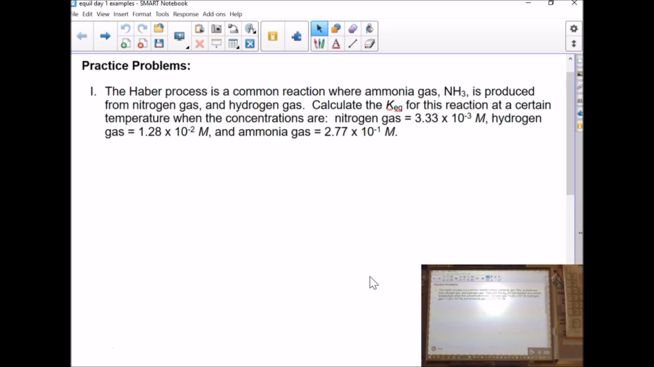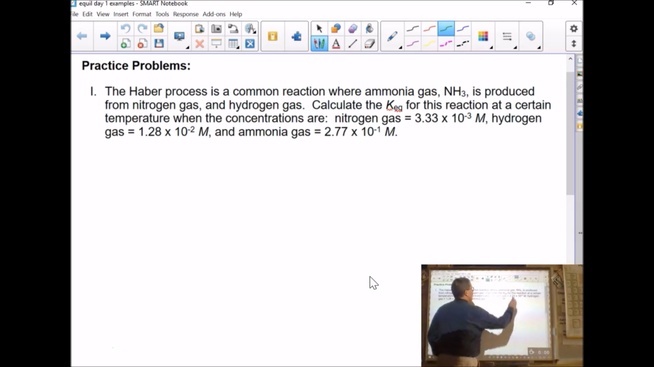Where nitrogen is 3.33 times 10 to the negative 3, hydrogen is 1.28 times 10 to the negative 2, and ammonia is 2.77 times 10 to the negative 1. So the first thing, since we don't have the balanced equation, let's write it. Again, it says where ammonia is produced, so we're going to put it over here. So ammonia looks like that.